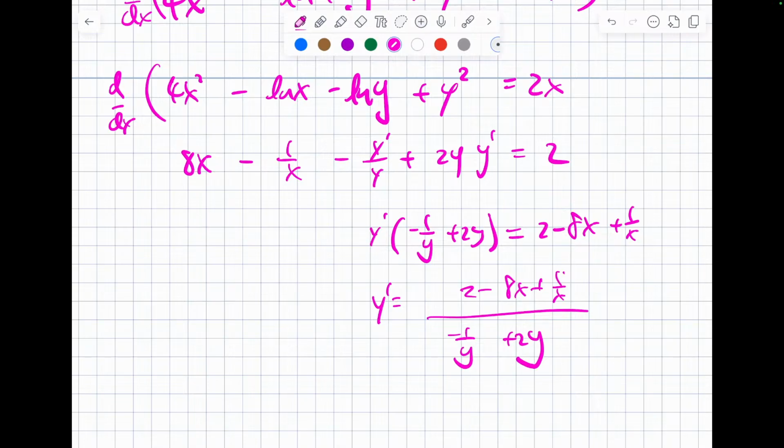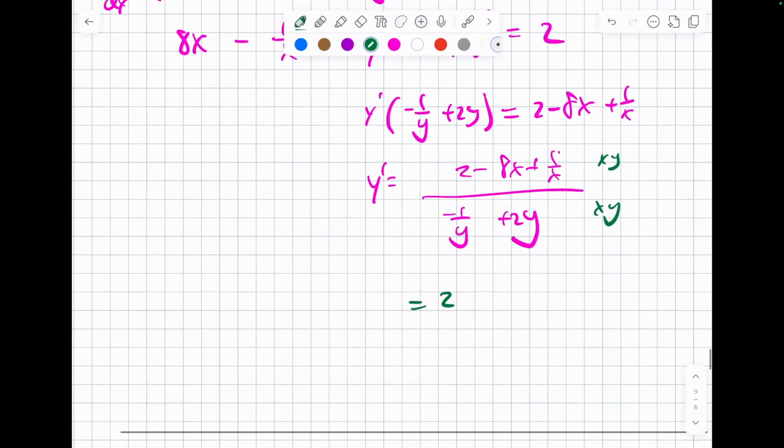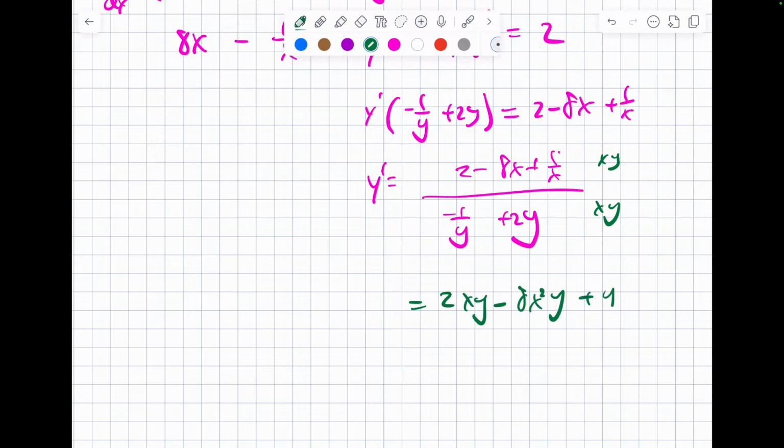And here's the reason why I don't like complex fractions. Because usually on your answer choices, if it's multiple choice, right? Usually it never shows as a complex fraction. So what you can do is multiply top and bottom by the least common denominator, which is xy here. It'll take care of that situation. So it'll be 2xy minus 8x squared y plus y, all over negative x plus 2y squared x. Is that okay?